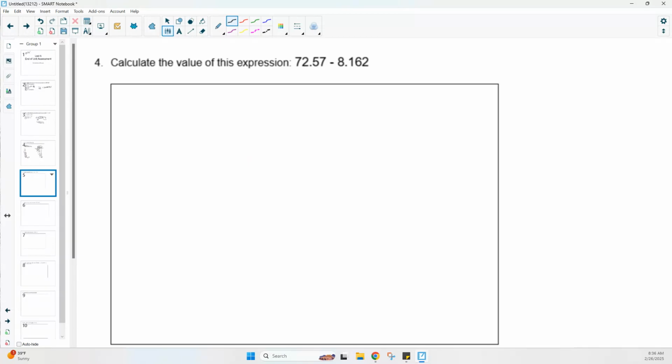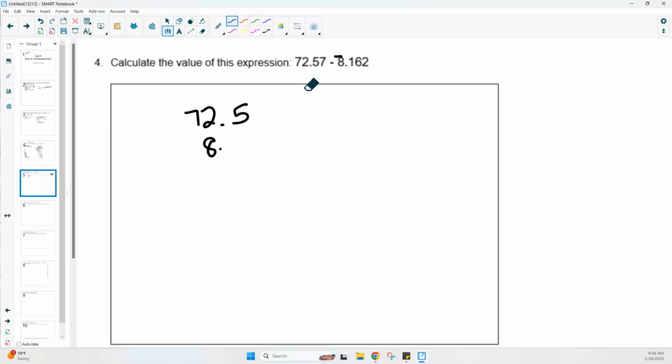Calculate the value 72 and 57 hundredths minus 8 and 162 thousandths. I want you guys to remember that when we are subtracting, we have to stack the decimals on top of each other and go place value for place value. I have 72. 2 is in my ones place, and then 8 on the other side is in my ones place.